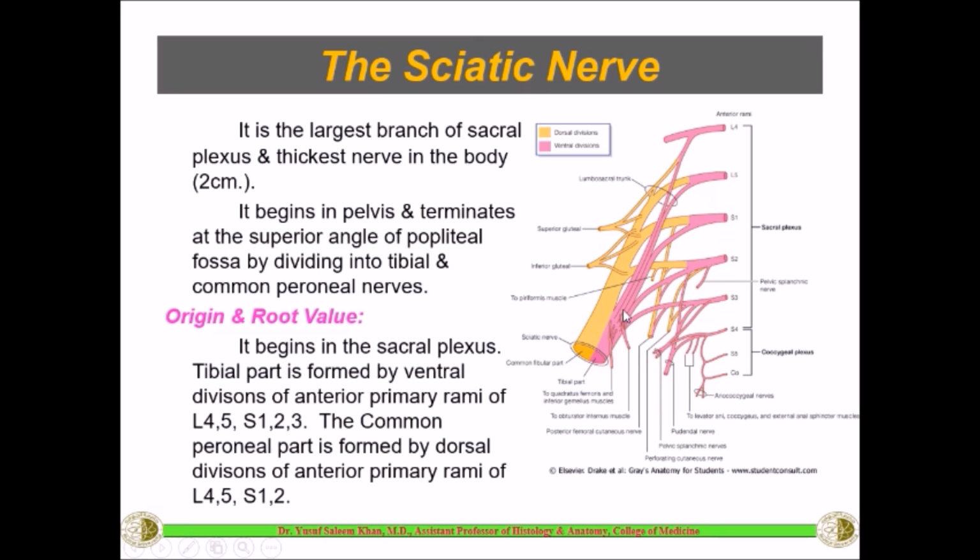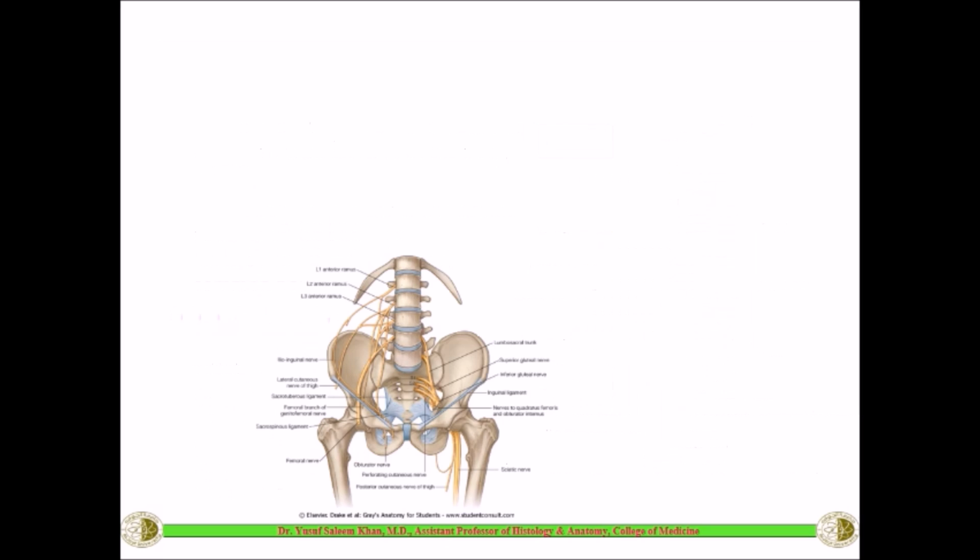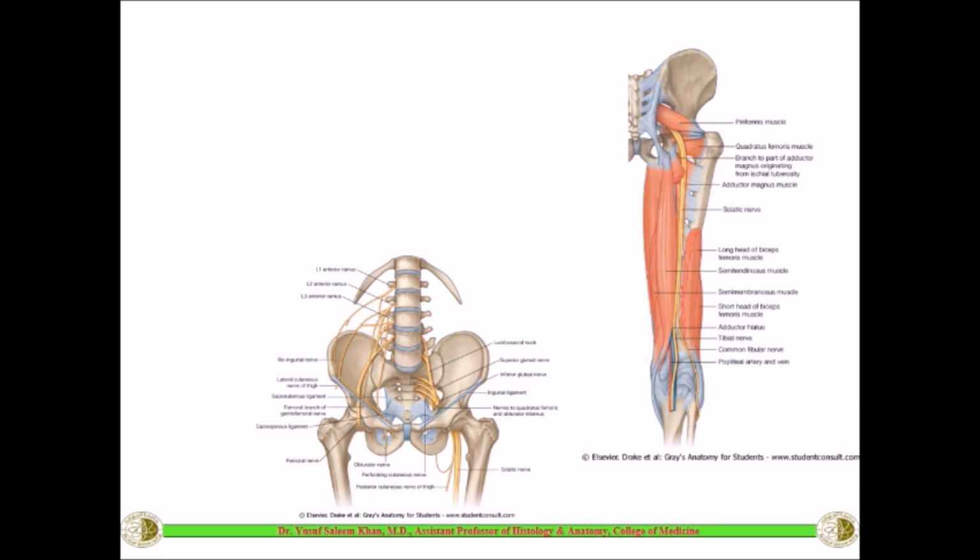And also you should note that the tibial part is formed by the ventral division and the common fibular part is formed by the dorsal division of the anterior primary rami. This is the difference between the tibial as well as the common fibular or peroneal part. So in this picture also you can see all these nerves, and this is the formation of the sciatic nerve here.